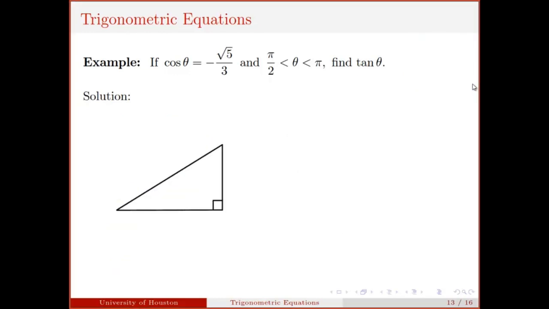Alternatively, we may approach this problem using triangle trigonometry. If we ignore the minus sign in this equation momentarily, then we can set up a right triangle in which the cosine of theta equals positive root 5 over 3. Using the Pythagorean theorem, we can solve for the remaining side, which in this case is 2. Then, using this triangle, we find that tangent theta is opposite over adjacent, which is 2 over root 5.